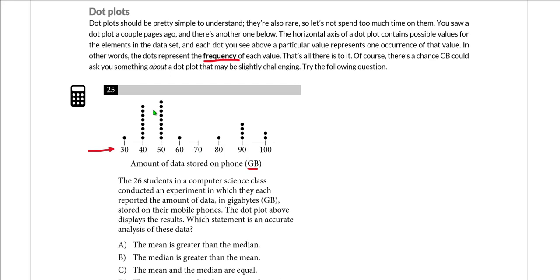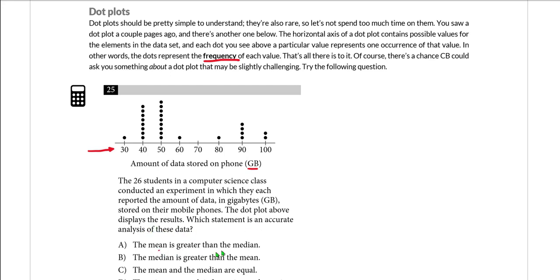Let's take a look at number 25. We're going to work through this. If you feel comfortable with dot plots and measures of central tendency and measures of spread by this point, you can obviously do this question on your own. The 26 students in a computer science class conducted an experiment in which they reported the amount of data in gigabytes stored on their mobile phones. The dot plot above displays the results. Which statement is an accurate analysis of these data?